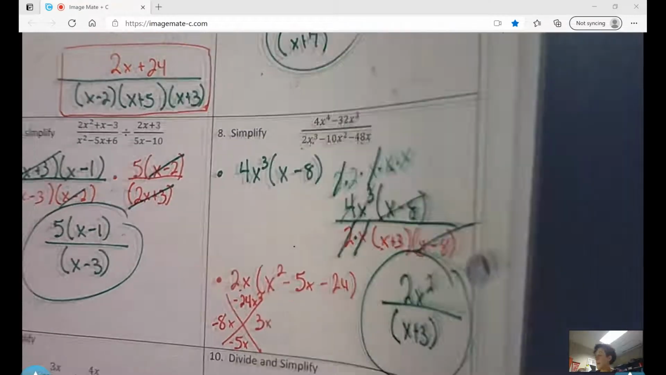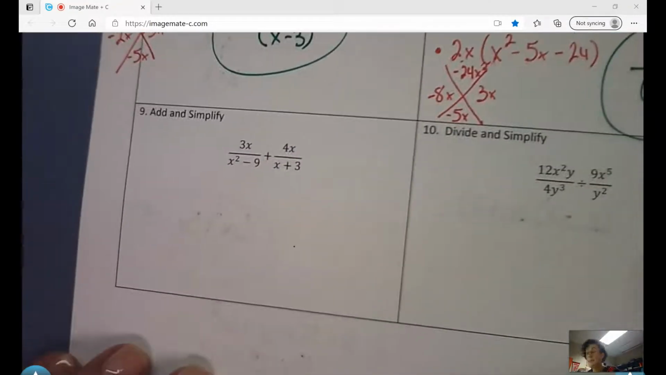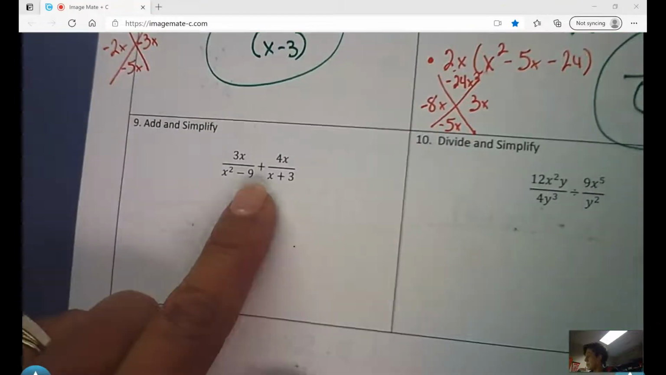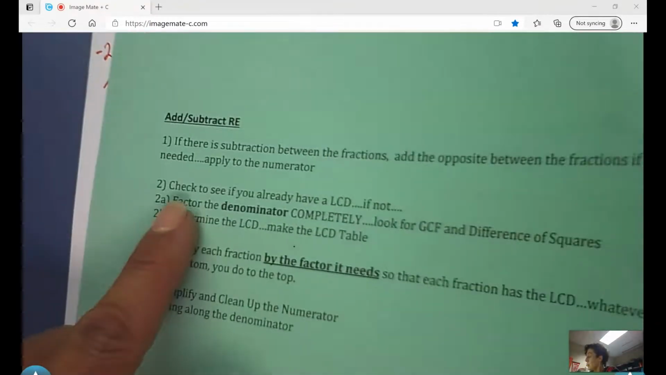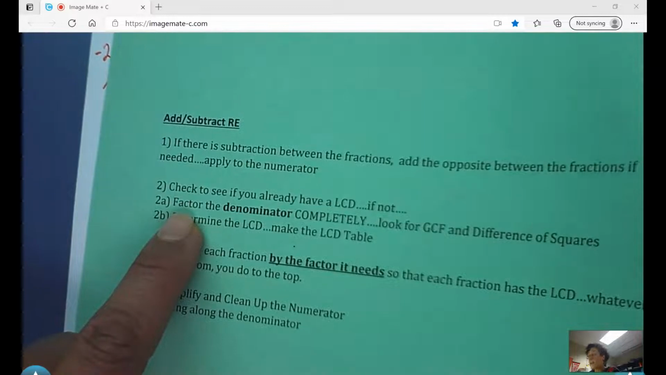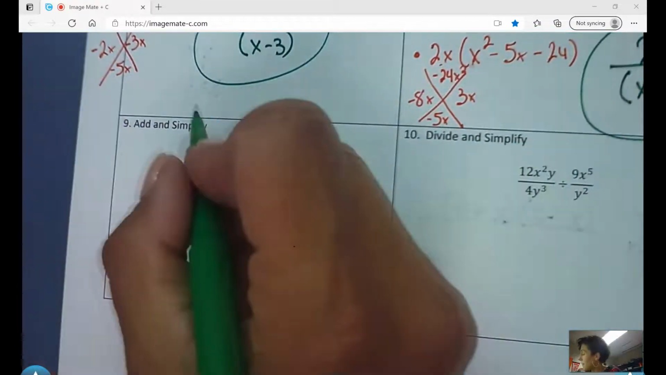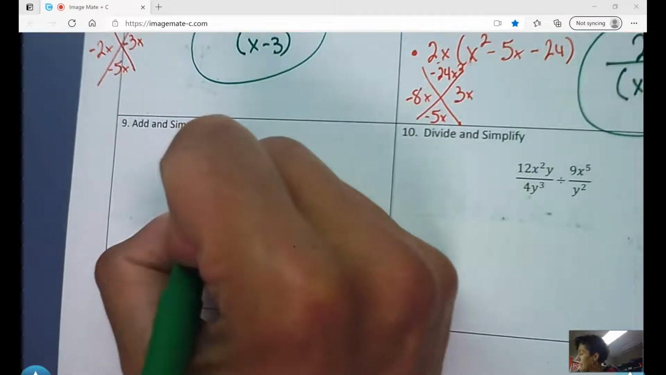Okay, let's keep going. Number 9. This time we are adding and subtracting, so just a reminder of those directions. There is not subtraction. We do not have a least common denominator, so we're going to factor the denominator completely. This one you cannot factor. This does not have a GCF, but it is a difference of squares.